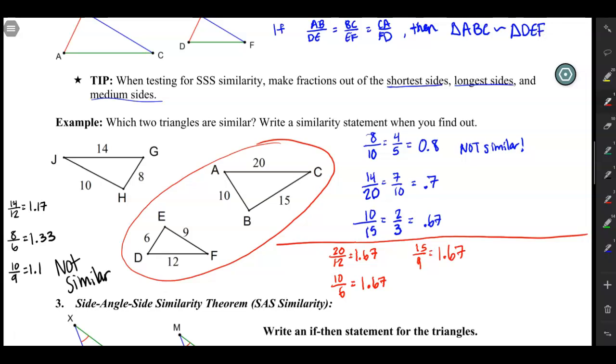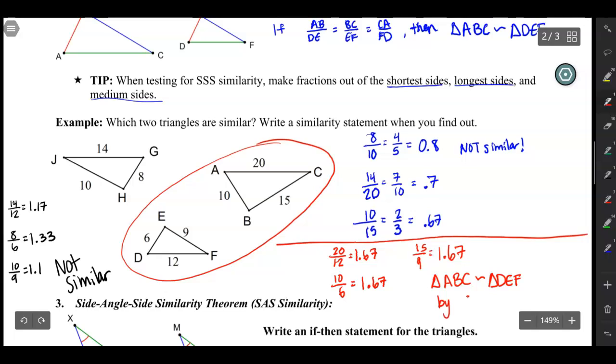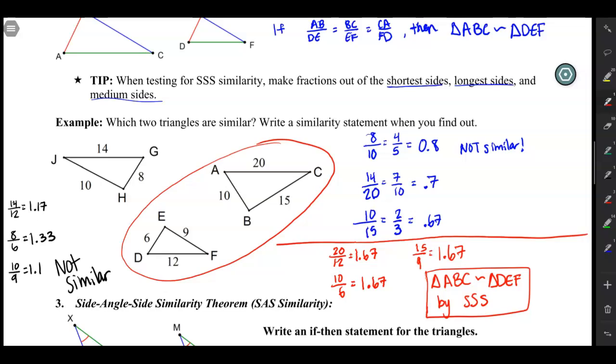Okay, so since I got that all of these triangles have the same ratio, it means that all the side lengths are proportional to each other. So I'm going to write a proportionality statement. Triangle ABC is similar to triangle DEF by, and I need to say what theorem I'm using. So here I used the side theorem. So I'm just going to put by SSS.